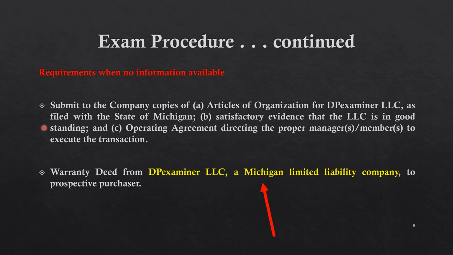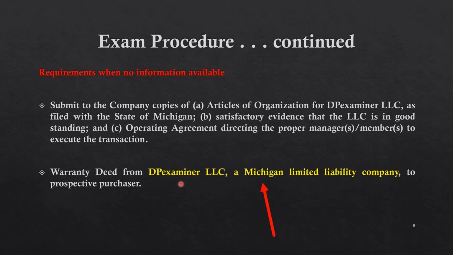Submit to the company copies of articles of organization of DP Examiner LLC as filed with the state of Michigan. Submit satisfactory evidence that the LLC is in good standing, and you would want a copy of the operating agreement directing the proper managers and members to execute the transaction. Now these are what we just took a look at online on the LARA site. We were able to view the articles of organization and the fact that DP Examiner LLC is in good standing. Again, though, this is an example of when you have no information. So you would ask for these 3 requirements to be fulfilled.